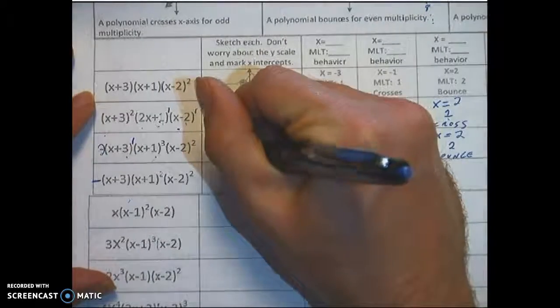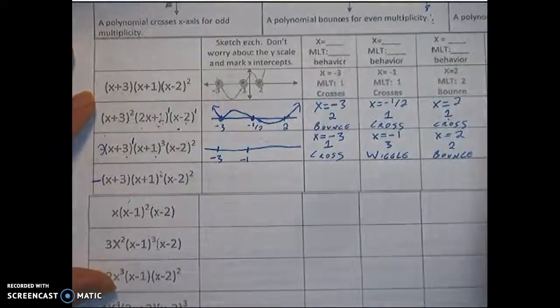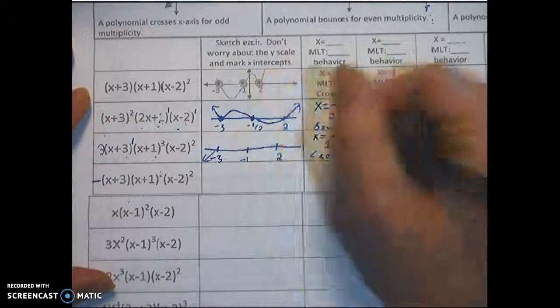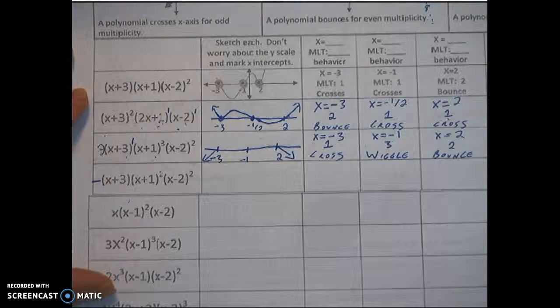So if I put lines at x equals negative 3, x equals negative 1, and then x equals 2, I always like to start with the end behavior. I know it's going down to the left and down to the right. And now we try and figure out what's going on in between.